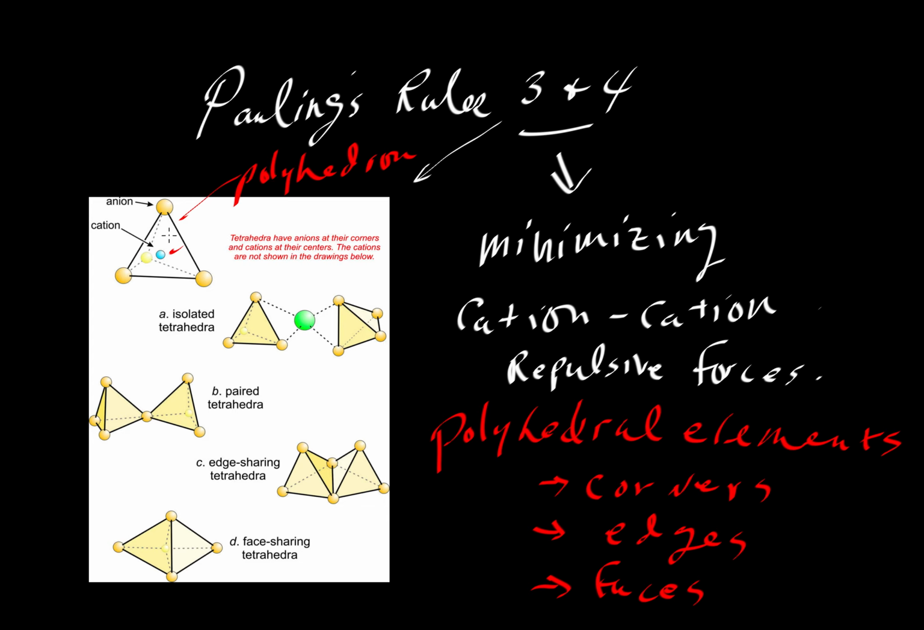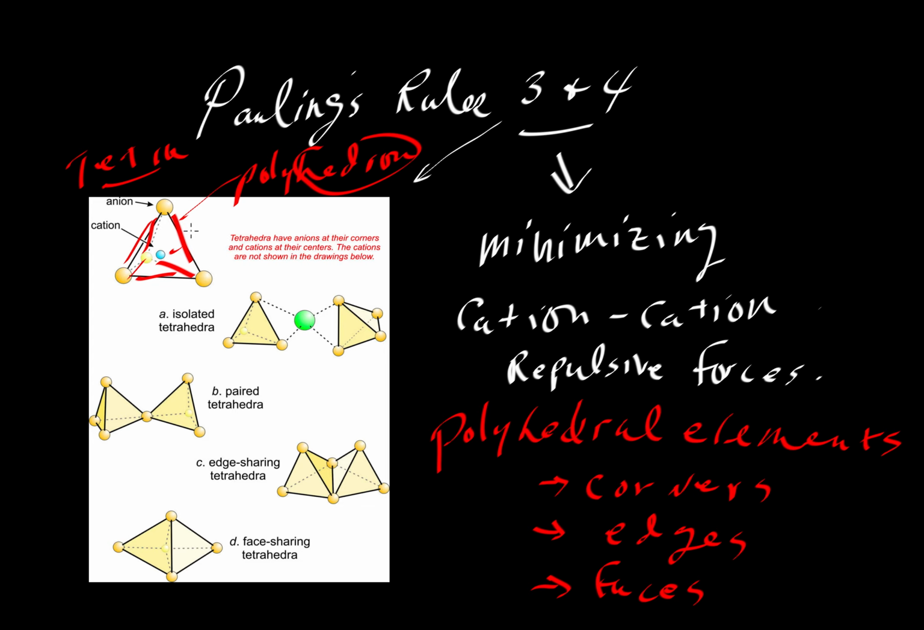So this polyhedron has 4 faces. That's why it's referred to as a tetrahedron. When we talk about hedron, we're counting up the faces. Tetra is Greek for 4. And then it's got 4 corners also. And then it's got 1, 2, 3, 4, 5, 6 edges.